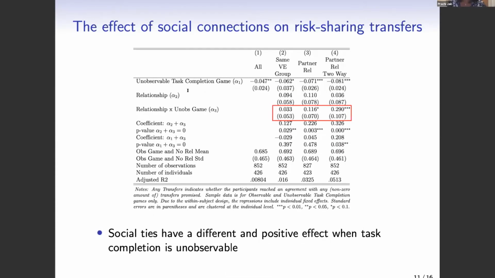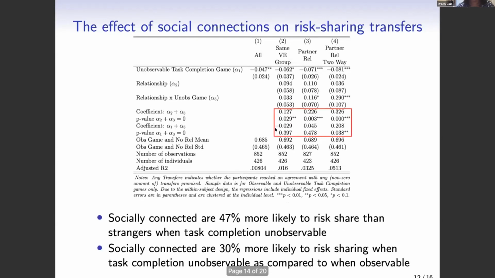The second thing I look at is alpha 3. This picks up whether these social relationships have a differential effect when imperfect monitoring is present. What I find is that for the stronger measures of social proximity, there's something. Specifically for the partner relationship two-way measure, there's a large and statistically significant effect in that game. What is also reassuring is that as the social connection gets stronger, the coefficients get larger. I think this tells a story that we would imagine the stronger the tie, the more of an effect we should see. And that's what I see here.